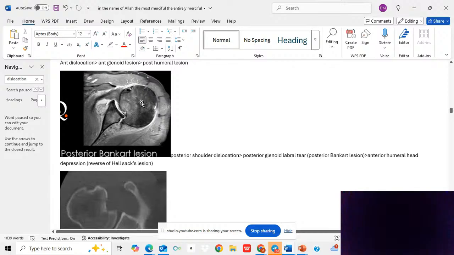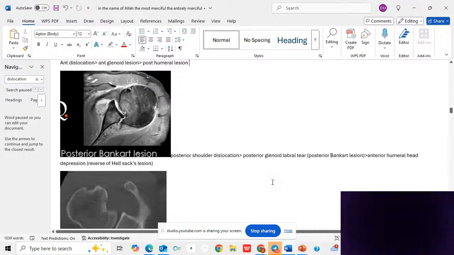Here's an example of posterior shoulder dislocation. So here's the humeral head dislocated posteriorly. In posterior shoulder dislocation, there is a posterior glenoid lesion and an anteromedial humeral lesion. Okay, so here, posterior shoulder dislocation, anteromedial humeral lesion, anterior humeral head depression.